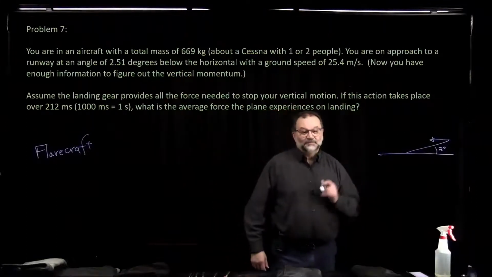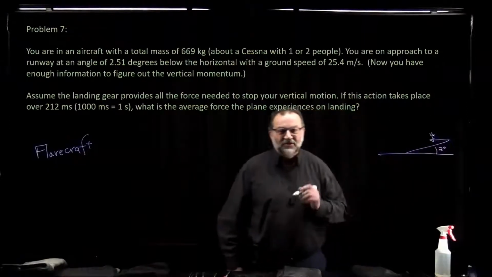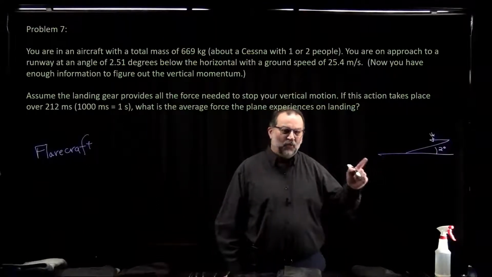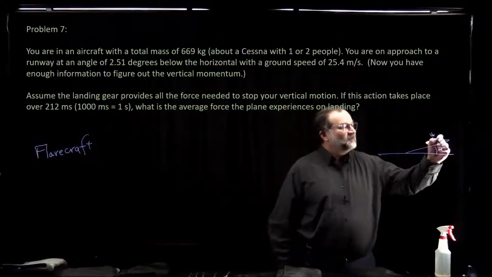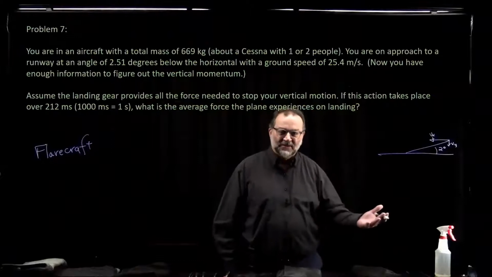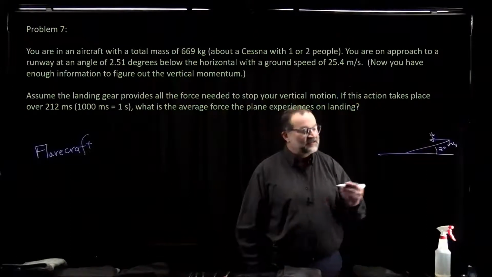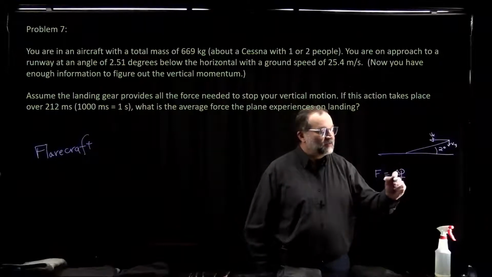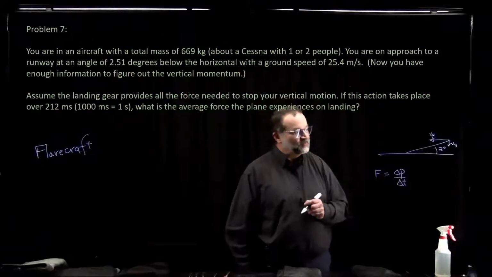Okay, so we're coming in at 2 degrees. We know our x velocity, but we don't know our y velocity. And it's our y velocity that's going to be important here, because we've got to figure out our y velocity so we can look at momentum in y and do the same thing we did in problem 6, where the force in y is going to give us our change in momentum over a certain amount of time. And we're assuming all of this force comes from the landing gear in this problem.